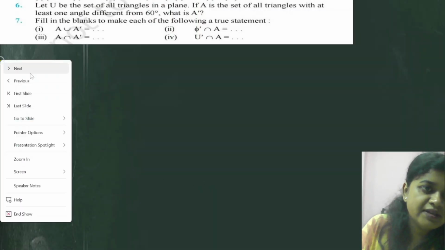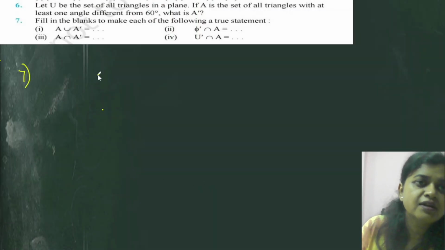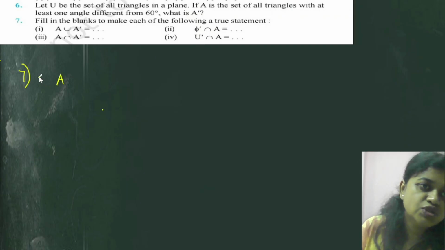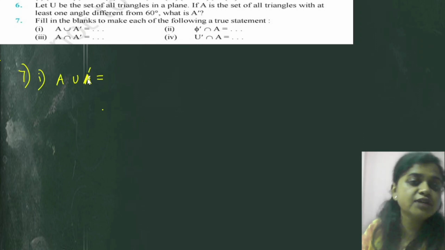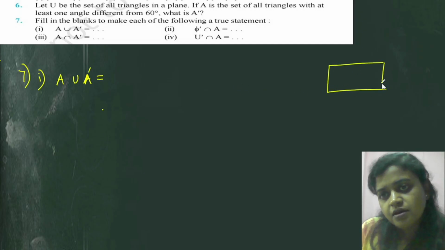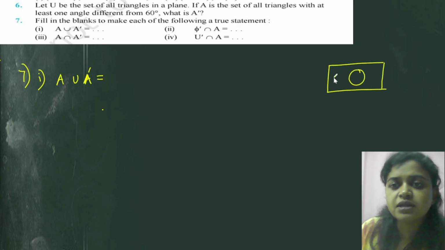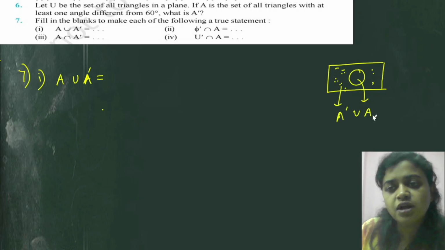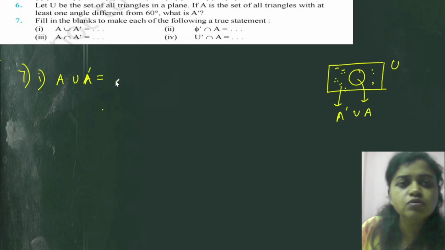Next, question number 7. So fill in the blanks. We need to make each of the following a true statement. Okay. So first question, A union A complement. So we know the properties of complement, A union A complement. If I see it in a Venn diagram, suppose this is A, A complement means what? The outer portion of A, this is A complement, and this is A. So if you find the union, what will we get? The whole set U.